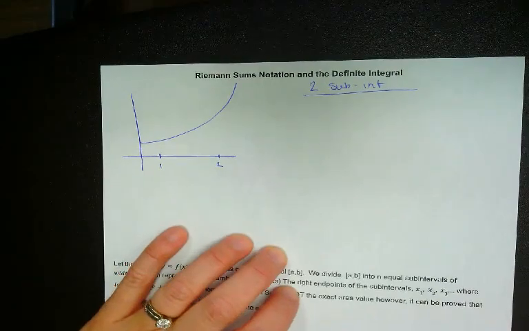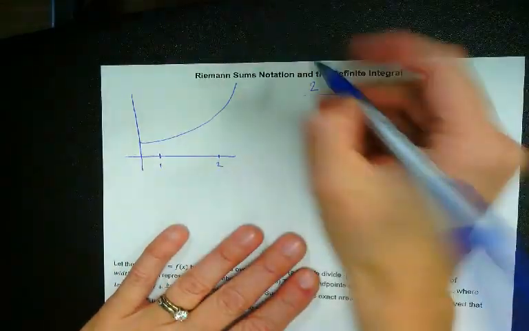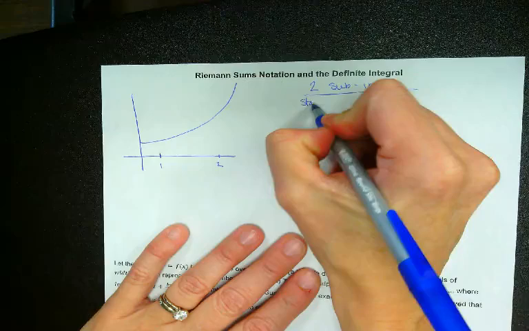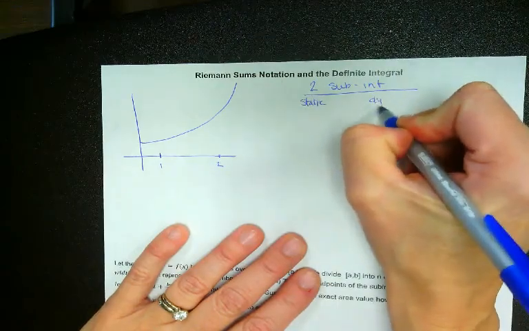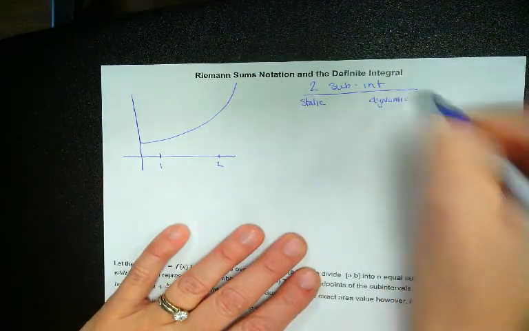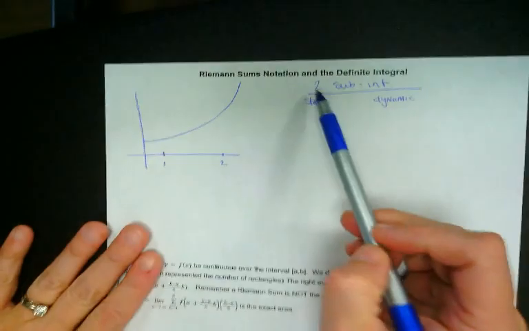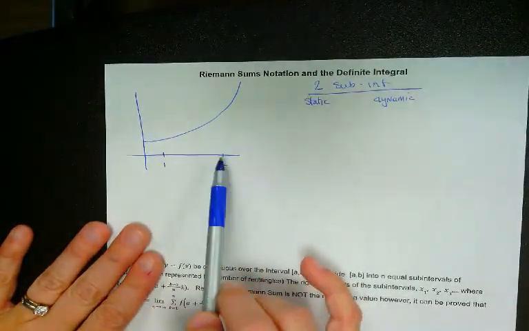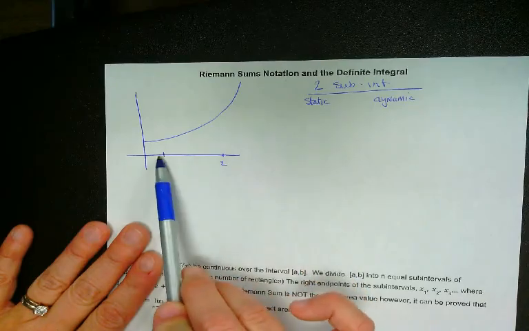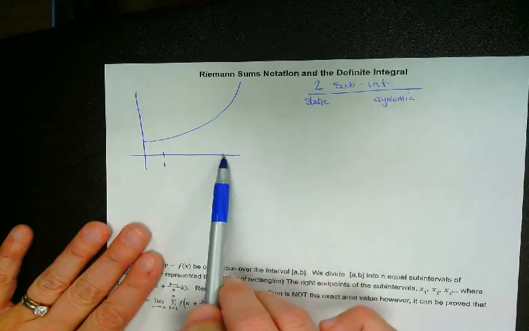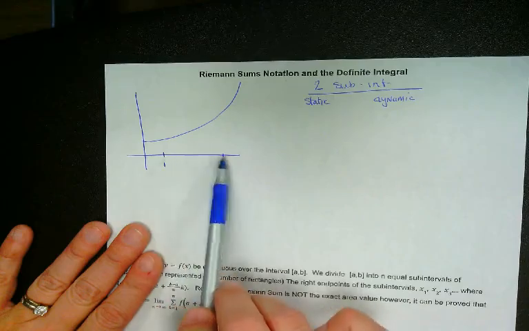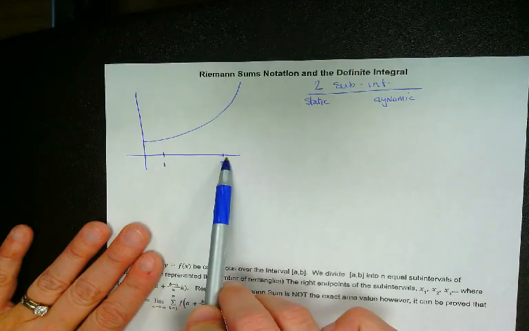Okay, and I'm going to use these 2 words. I'm going to call it static and dynamic. Static is something that doesn't change. Dynamic is something that's constantly changing, right? So if I was to build a right-handed rectangle with 2 subintervals from 1 to 2, how big would my base be? If I had to put 2 rectangles in here, each base would be 1/2.